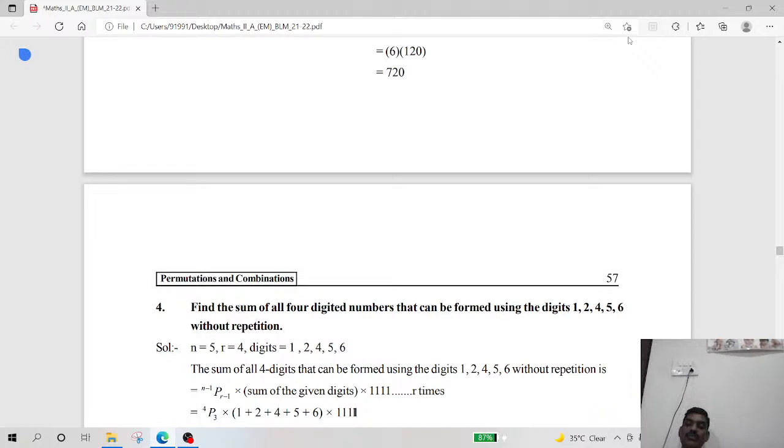In the above, we have taken one formula: (n minus 1)P(r minus 1) times the sum of the given digits times 1, 1, 1, and so on r times. So here n represents number of digits, r represents what digit number is required. So 5 digits are given, n is equal to 5, 4-digit number is required, r is equal to 4. Then the sum of all 4-digit numbers that can be formed using the digits is (n minus 1)P(r minus 1) times the sum of the given digits times 1111, since it is a 4-digit number, so 4 times 1. Simplify.